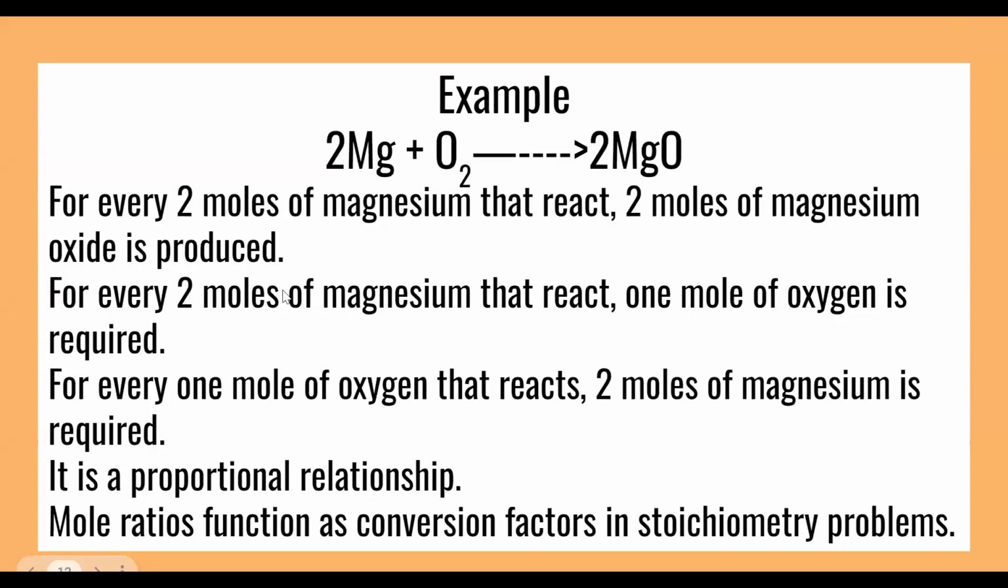So for every 2 moles of magnesium that react, 1 mole of oxygen is required. For every 1 mole of oxygen that reacts, 2 moles of magnesium is required. This is a proportional relationship, and mole ratios function as conversion factors in stoichiometry problems.